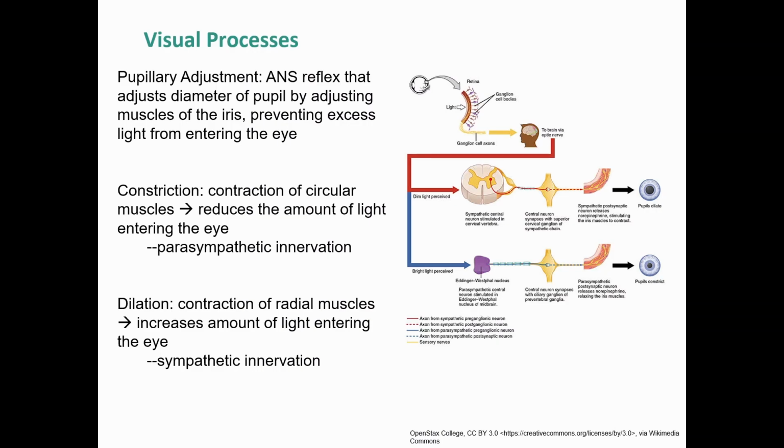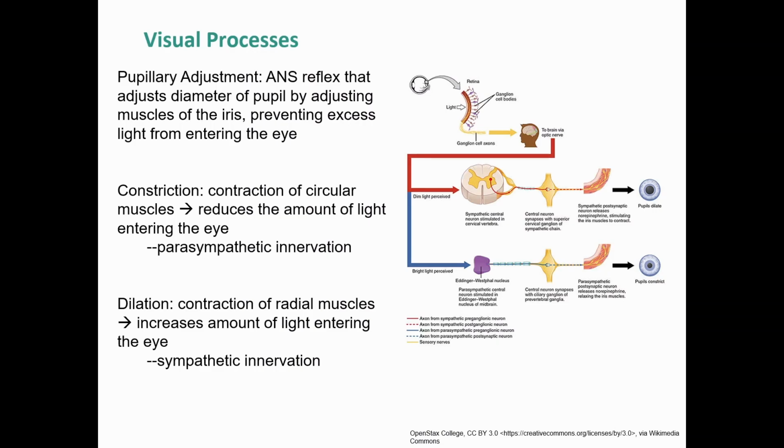There's two different types of muscles we find in the pupil. We have circular muscles and radial muscles. When we constrict the pupil, meaning we make the pupil smaller, we are going to contract the circular muscles. This will reduce the amount of light entering the eye. So under bright circumstances, when the light's really bright, this is innervated using the parasympathetic nervous system.